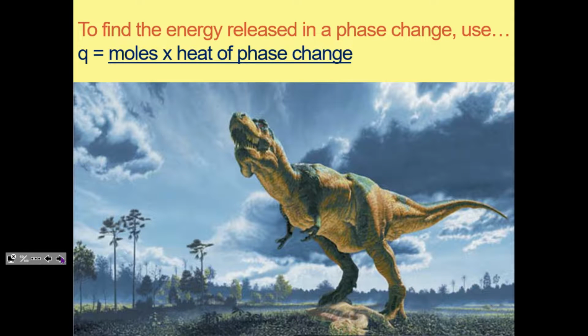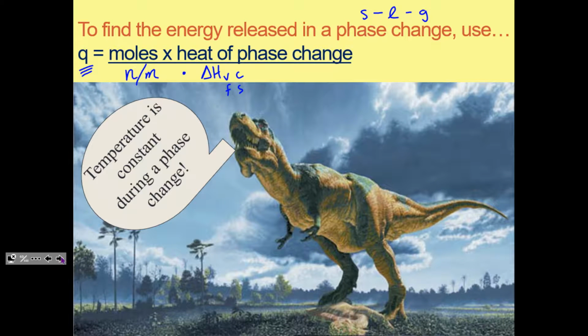So to find the energy released in a phase change, which again is solid to liquid to gas or back and forth, Q is going to equal the number of moles, so n, or m if we have mass, times the delta H for vaporization, fusion, condensing, or solidification. So you've got 4 different values that you can use there. Temperature is constant during a phase change. We'll see this when we draw out our heating curves in just a moment.